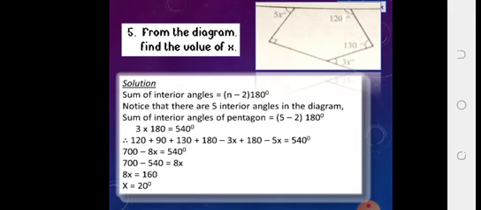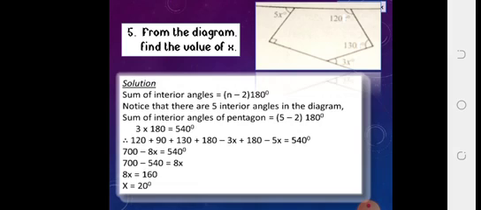Question 5. Looking at the diagram, we have to find the value of x. This has to do with polygon, interior and exterior. So recollect the sum of interior angles of a polygon, n minus 2 into 180. Now you will count the number of interior angles there. There are 5. Sum of interior angles equals 5 minus 2 into 180, and that will give us 540. So the sum of interior angles of a pentagon, 5 sides, equals 540.